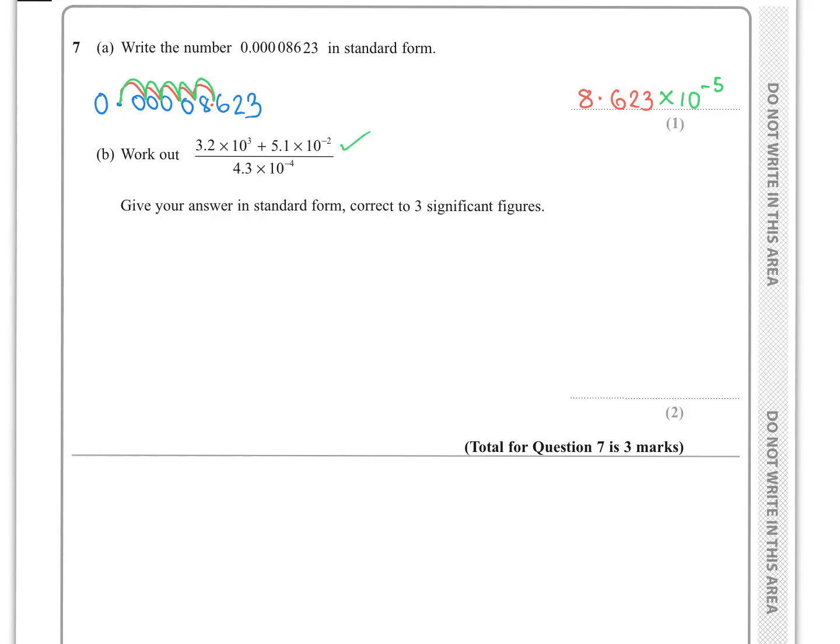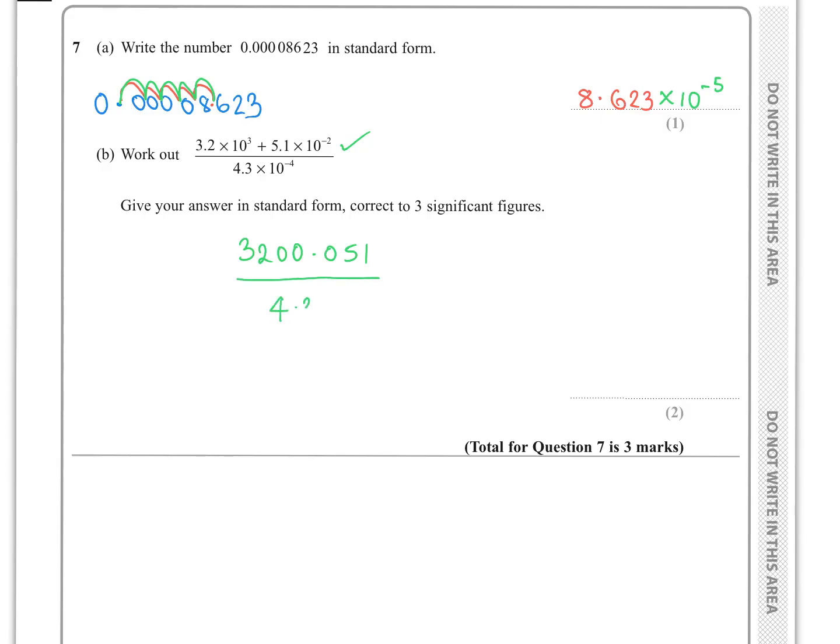So part B, we've got to work out this expression. So I'm going to do the top part first on my calculator. So I've got 3.2 times 10 to the power 3 plus 5.1 times 10 to the power negative 2. That gives me 3,200.051. And I'm going to do the bottom part now.